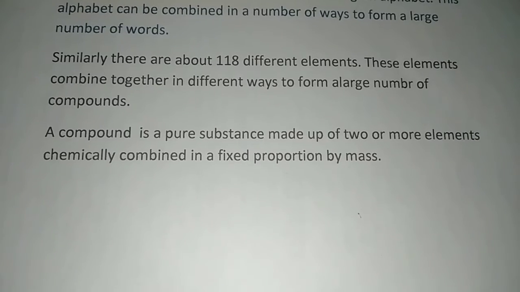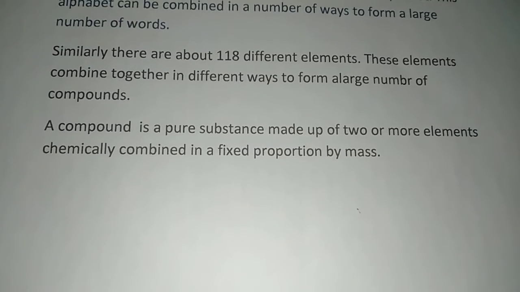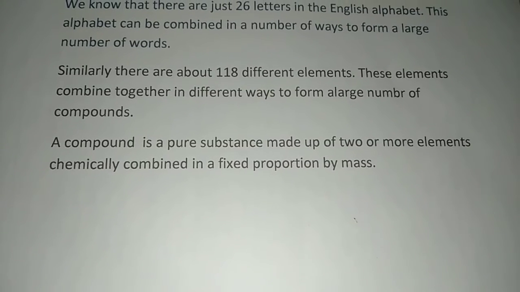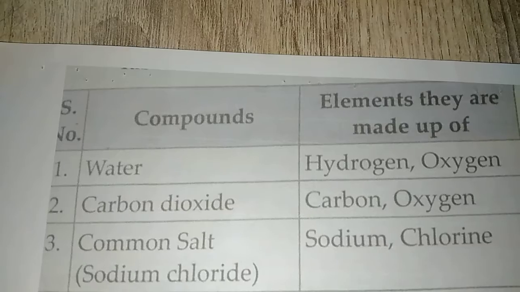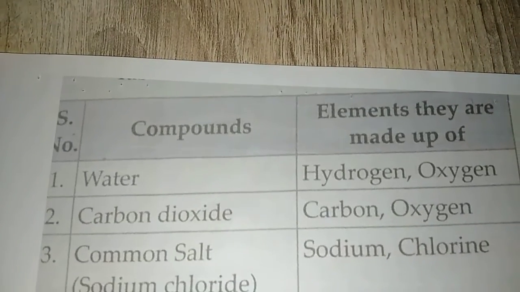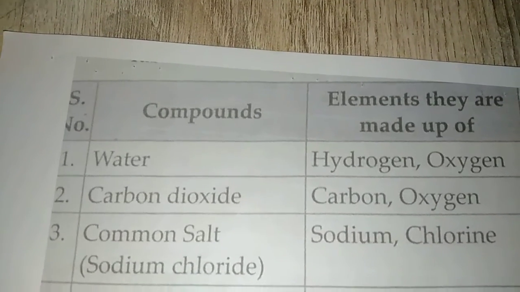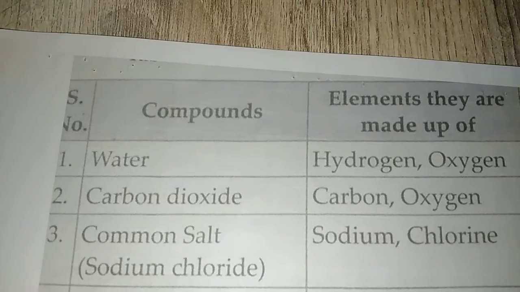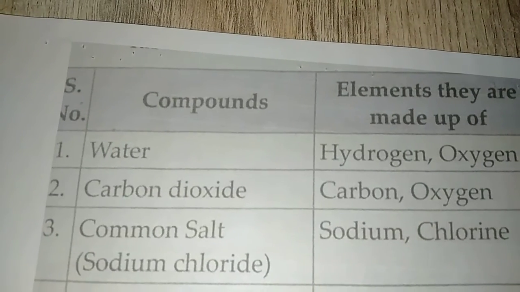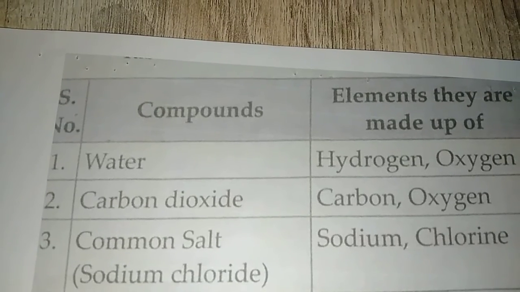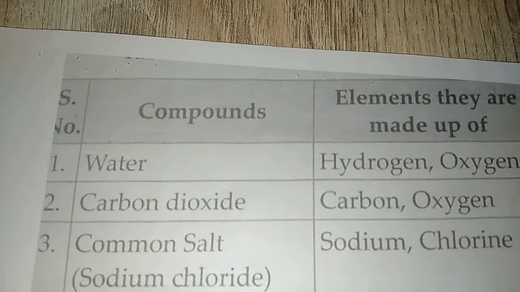A compound is a pure substance made up of two or more elements chemically combined in a fixed proportion by mass. These are examples of some compounds and the elements they are made up of. Water is made up of hydrogen and oxygen. Carbon dioxide is made up of carbon and oxygen. Common salt, or sodium chloride, is made up of sodium and chlorine.